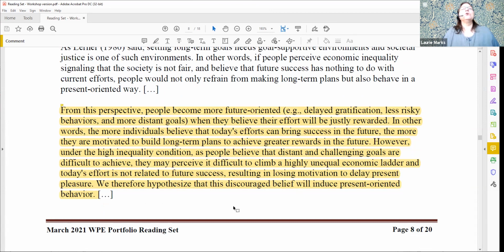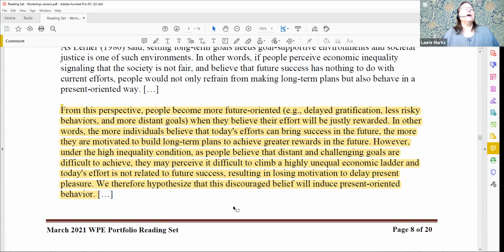People become more future-oriented, for example, delayed gratification, less risky behaviors, and more distant goals, when they believe their effort will be justly rewarded. In other words, the more individuals believe that today's efforts can bring success in the future, the more they are motivated to build long-term plans to achieve greater rewards in the future.